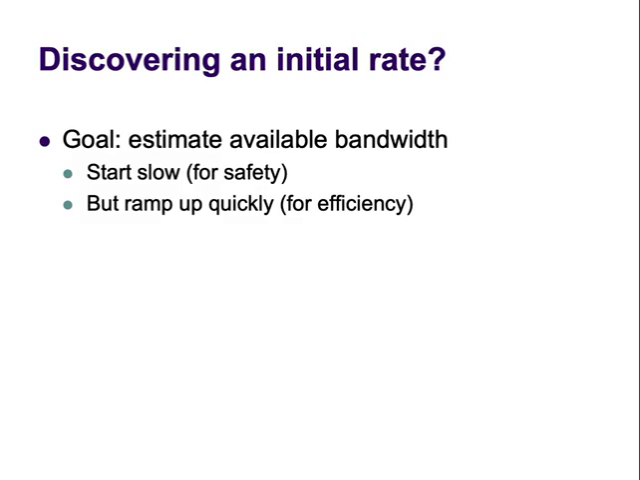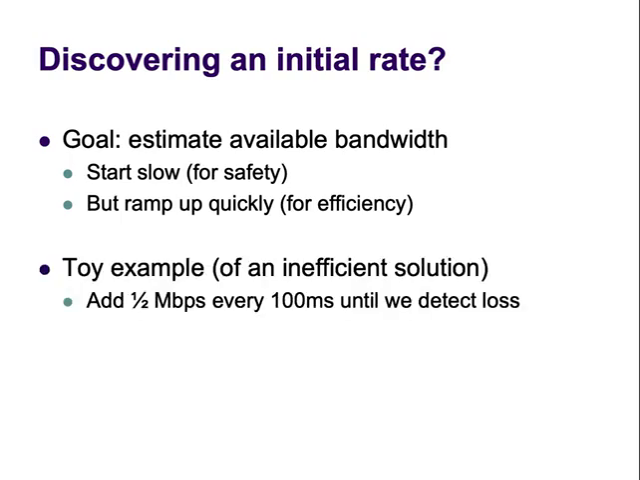The way we're going to want to do it is to start slow, because we don't want to congest the network, so we want to be fairly conservative. For safety reasons, we're going to start by sending a small amount on that path. But we want to ramp up quickly, because if it takes too long to discover the available bandwidth, then you're just wasting time and wasting that bandwidth. What do I mean by that? Let's take an example. Starting small is fairly easy to understand: just pick a value that's not likely to congest any path and start with that.